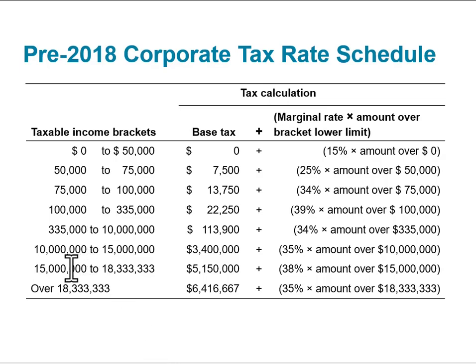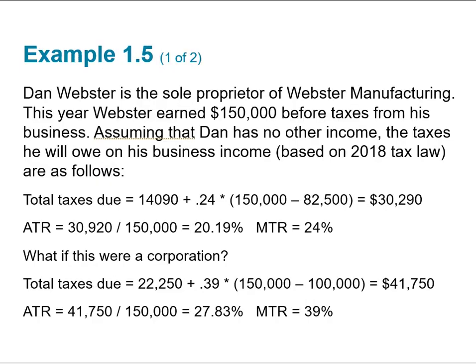If you made $11 million, you would pay $3.4 million plus 35% of $1 million. Again, another $350,000. So the total tax, $3,750,000. So let's show an example here, show how this works. Now again, some of this has changed post 2018, but it's kind of important to understand how you calculate this because we never know what the federal government is going to do to the tax code.